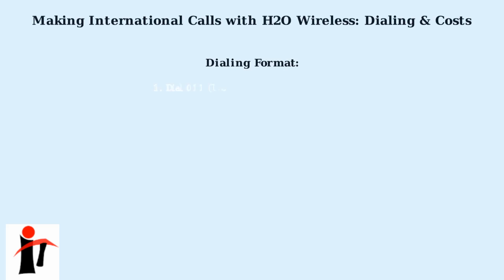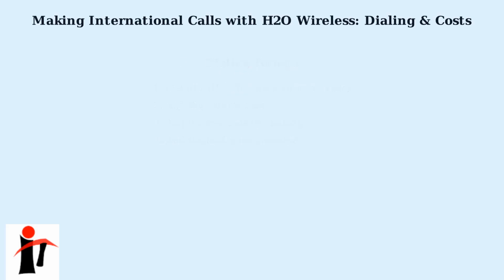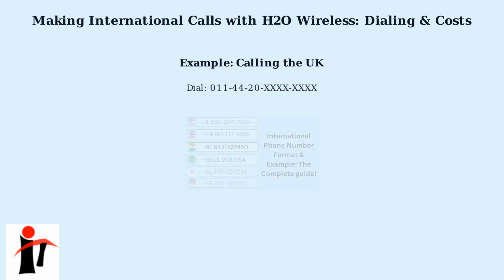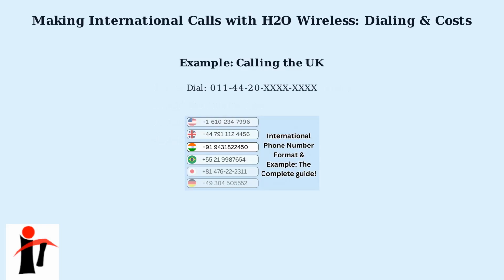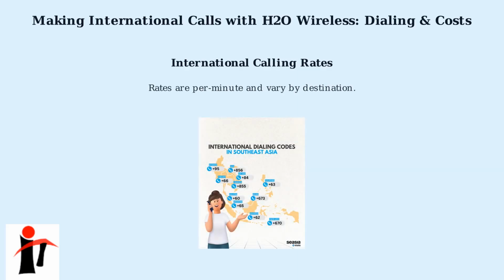Want to call internationally using H2O Wireless? It's straightforward. First, dial 011, which is the US International Access Code. For example, calling the UK would be 011-4420-XXXXX. Keep in mind that H2O Wireless charges per minute for international calls, and rates vary.